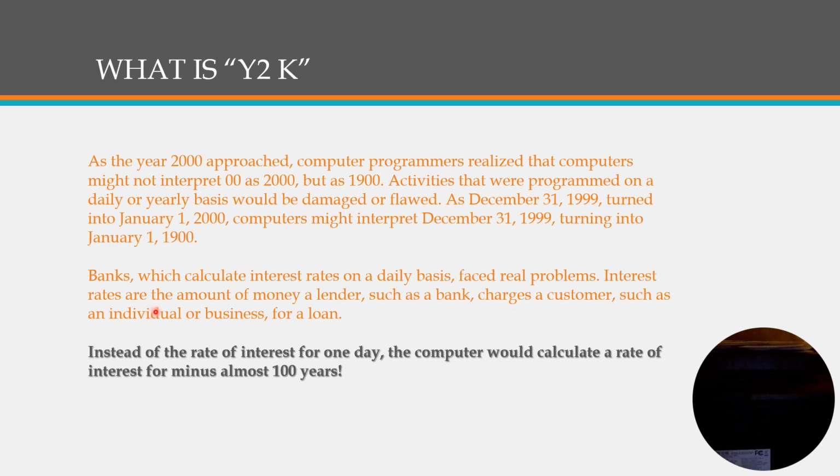Interest rates are the amount of money a lender, such as a bank, charges a customer, such as an individual or a business, for a loan. And here's the kicker. Instead of the rate of interest for one day, the computer would calculate a rate of interest for minus 100 years. That's your Y2K, folks. This article was entitled Y2K Bug. Let me show you an actual case.